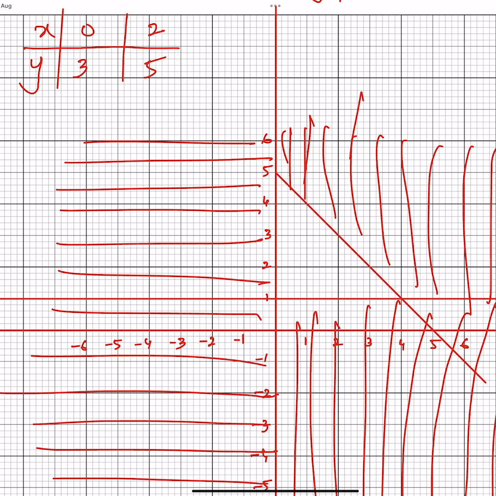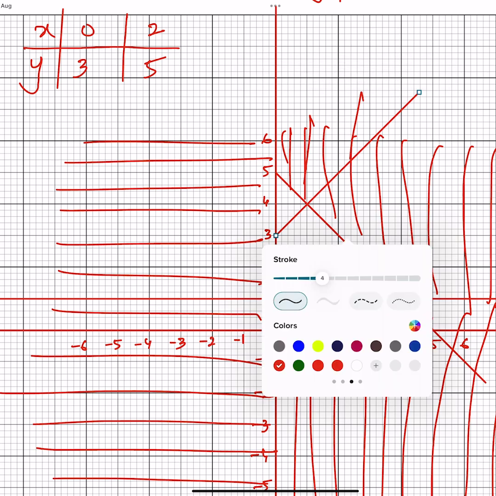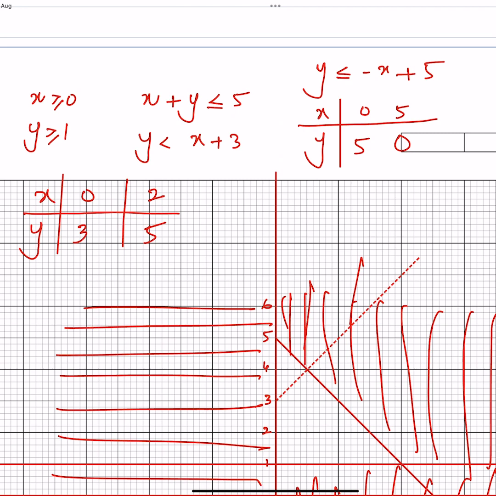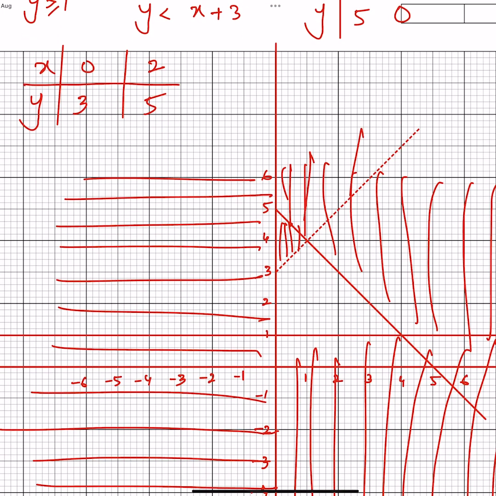So now we will draw this, and since there is only less than, that's why this is a dotted line. Since all the region less than this line is the required region, we will shade its complementary portion like this. Hope you will understand this.